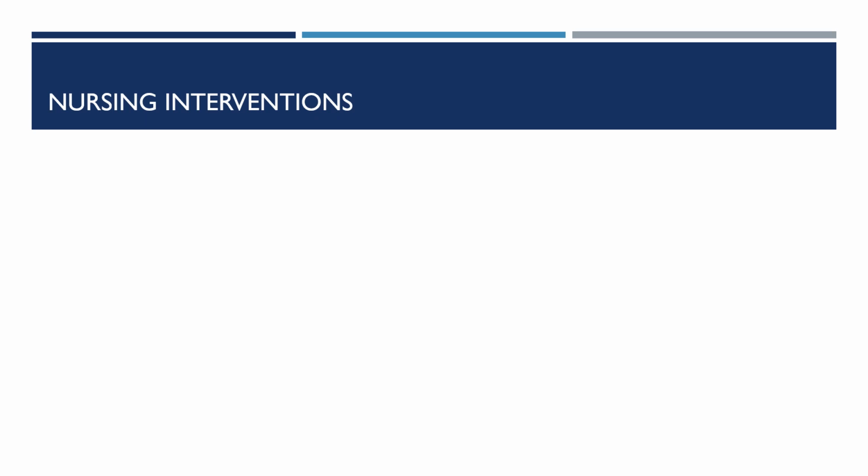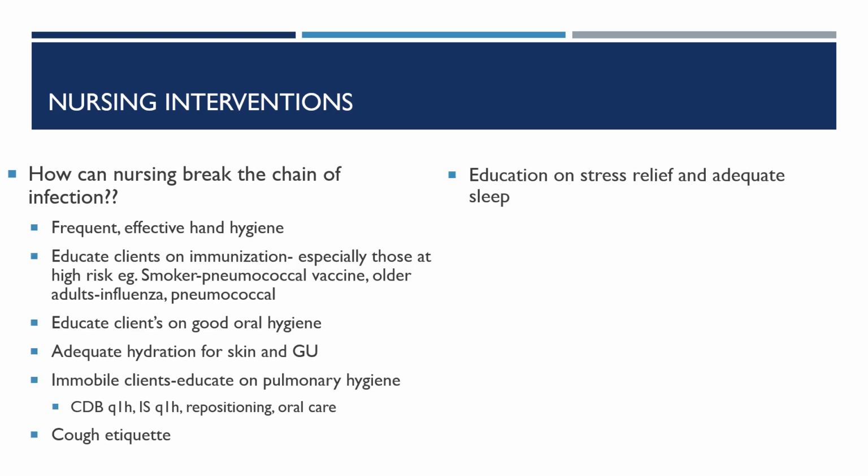So let's think about some nursing interventions. What are some nursing interventions we can do? How can nursing break the chain of infection? Effective hand washing. Educate clients on immunizations, especially those at high risk. So smokers and older adults, get the pneumonia vaccine, get the influenza vaccine. Educate clients on good oral hygiene. Adequate hydration for the skin and their GU system.